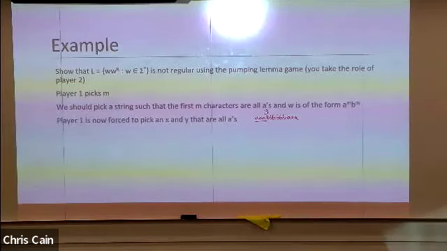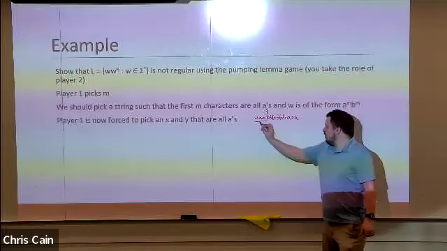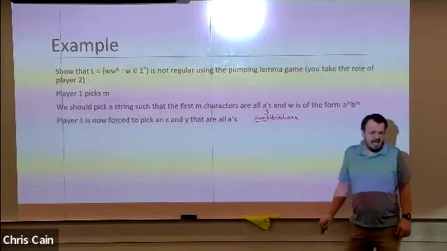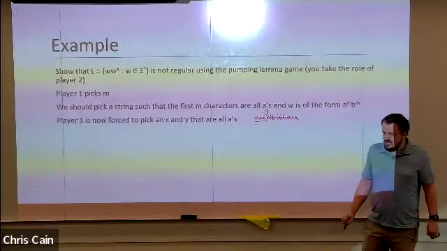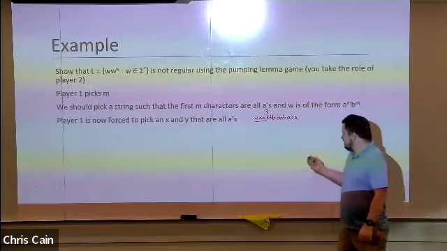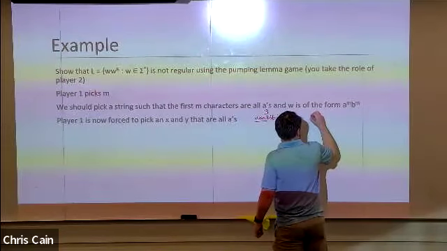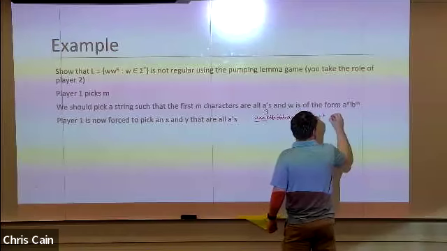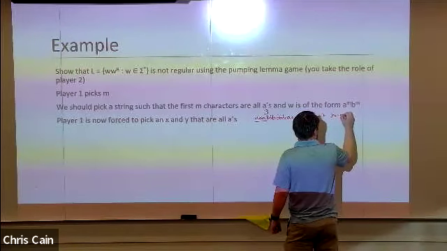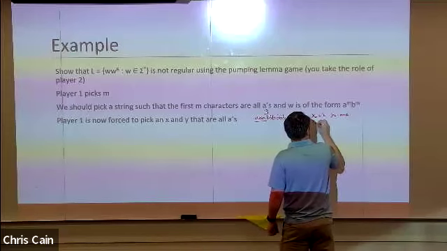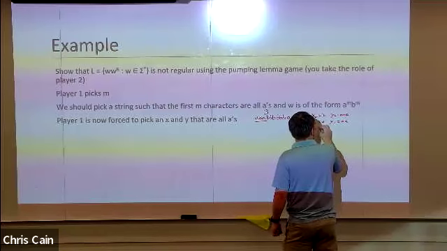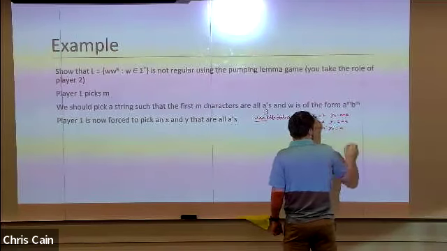So now player 1 is forced to pick an X and a Y that are all A's, because player 1 has total control over what of these A's is X and what of these A's is Y. Remember that Y has to be at least 1 character, so really you only have 3 choices. Either X is the empty string and Y is AAA. Either that or X is A, Y is AA, or X is AA and Y is A.